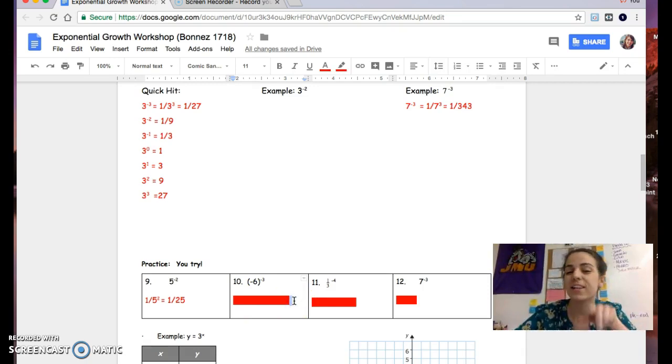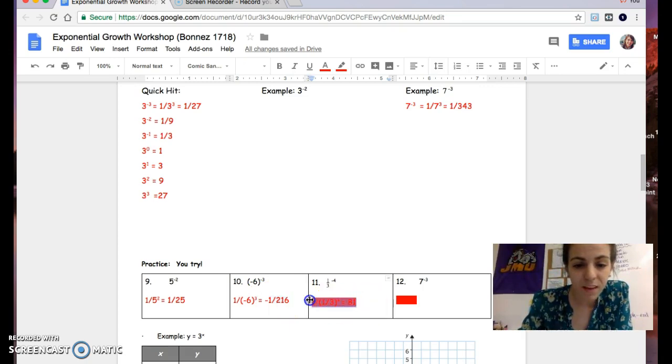So this one's tricky. -6 to the power of -3. You're going to end up with 1/-6 to the power of +3. So you're still multiplying -6 times itself 3 times. Remember, a negative times a negative is a positive, but then times a third negative is going to give you a negative. So you actually end up with -1/216.